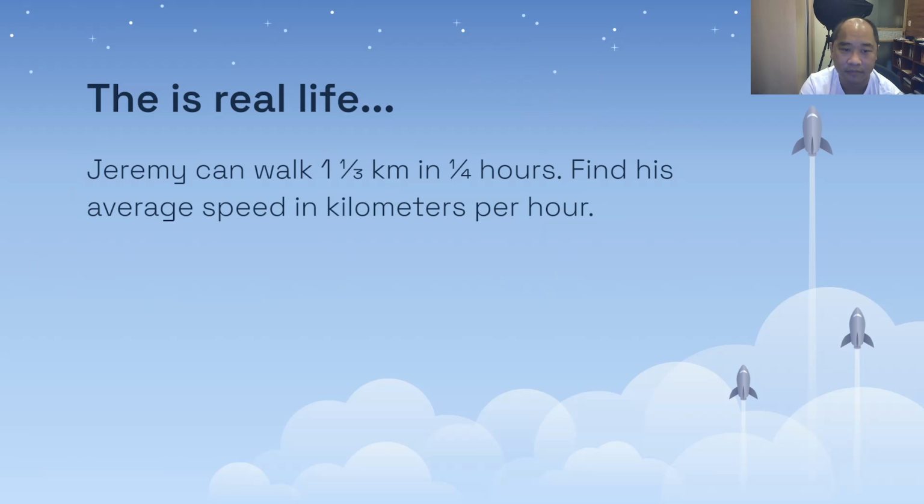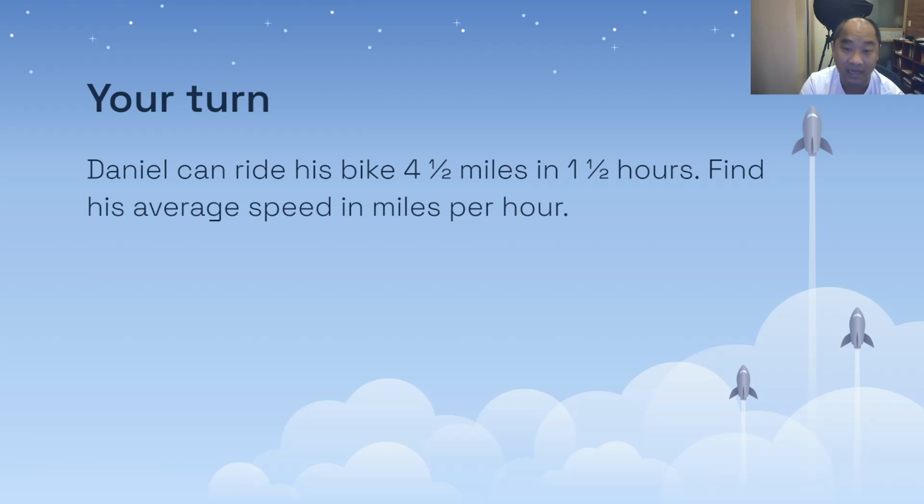Okay. I bet there's your turn coming up. Daniel can ride his bike 4.5 miles in 1.5 hours. Find his average speed in miles per hour.